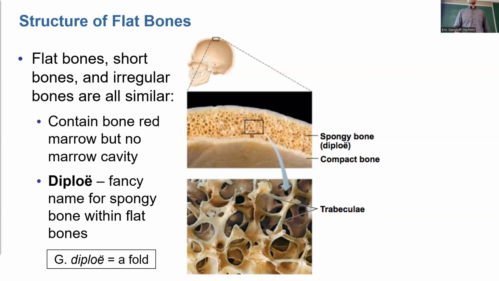That's all I really want to say about flat bones. Just know the takeaway message here: no cavity in the middle, still has layers of compact bone and spongy bone. And that spongy bone has a special fancy name called diploe.